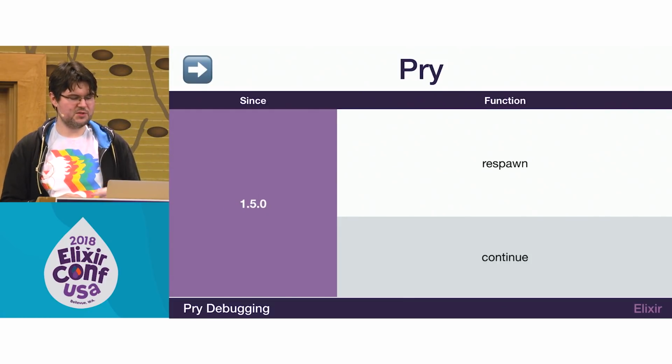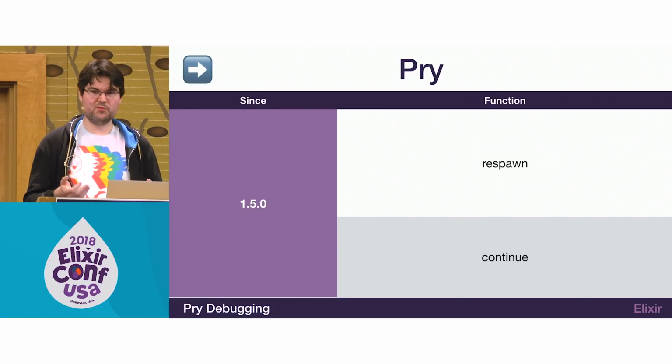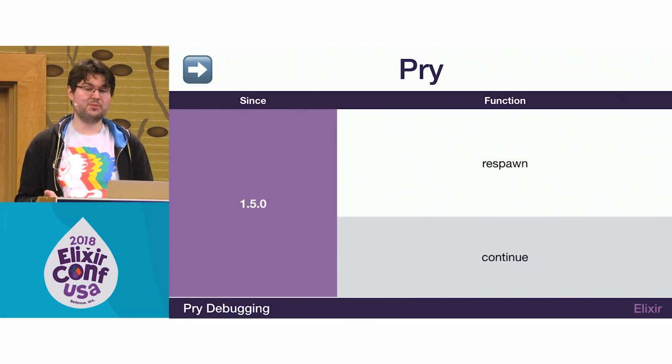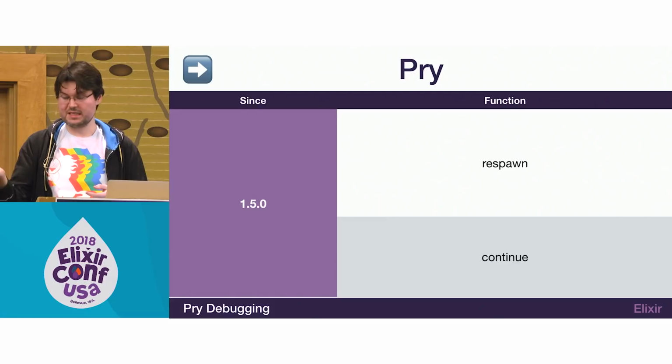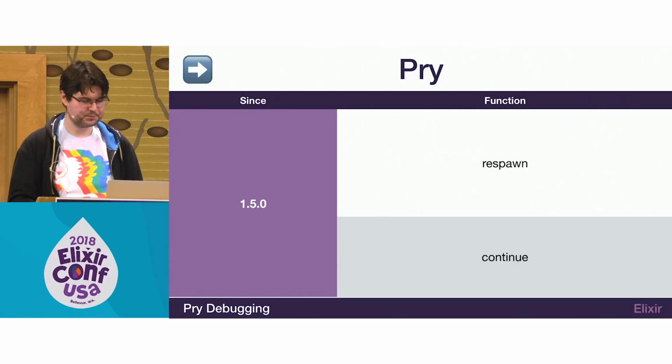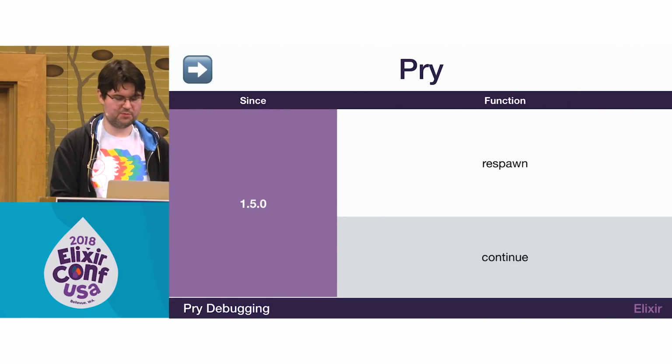Elixir 1.5 also added multiple things for when you're actually stopped at those breakpoints. A lot of people, if they use pry, are probably used to respawn, but there's also continue. Respawn kills off that debugging shell, and you'll get the prompt again, while continue keeps your, yes, I want to stop here, and keeps going. So it'll be good if you don't want that yes/no prompt again.